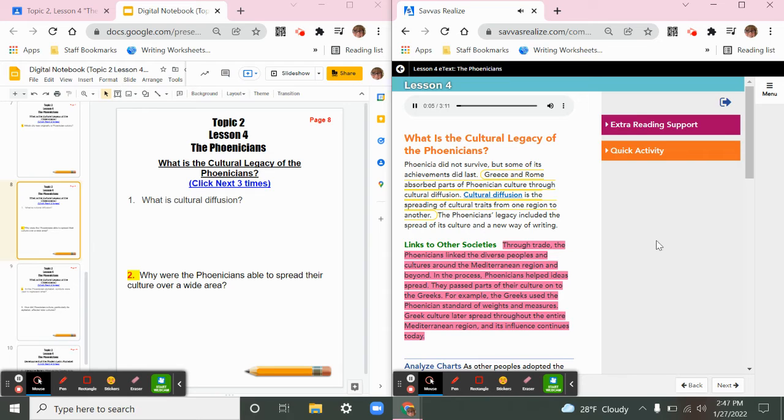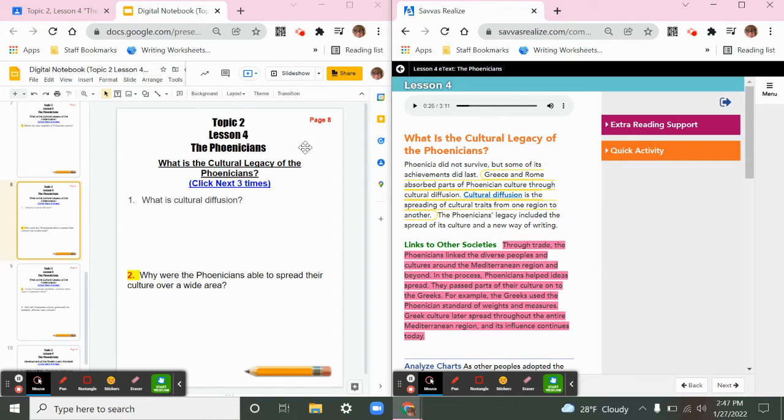Phoenicia did not survive, but some of its achievements did last. Greece and Rome absorbed parts of Phoenician culture through cultural diffusion. Cultural diffusion is the spreading of cultural traits from one region to another. The Phoenicians' legacy included the spread of its culture and a new way of writing.